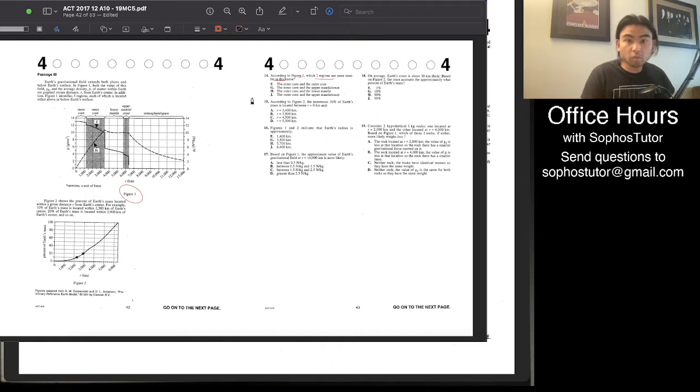Instead, I want to use an answer choice to help guide how the ACT wants us to look and think about this chart. So the first answer choice says the inner core and the outer core. Let's just find where those things are. Well, inner core and outer core are listed up here. So they're labeling sections. In this case, the inner core is this white section, and the shaded area here is the outer core. So now what are we looking at, right?